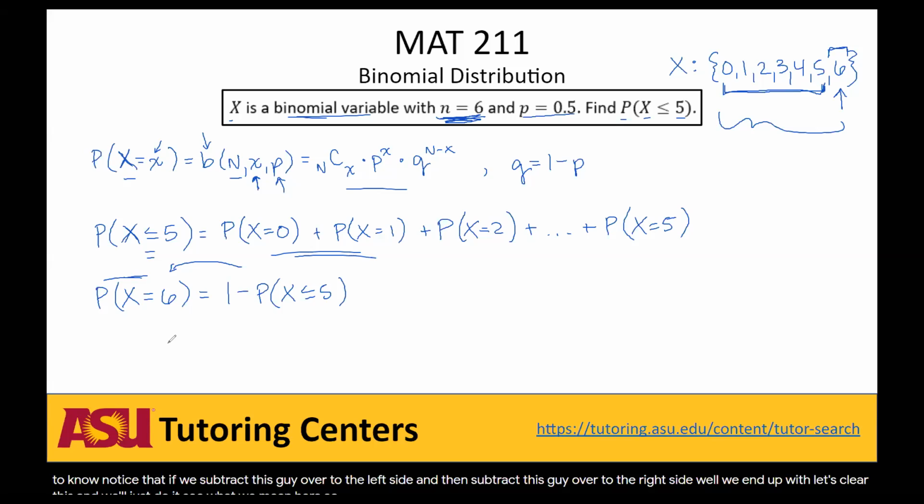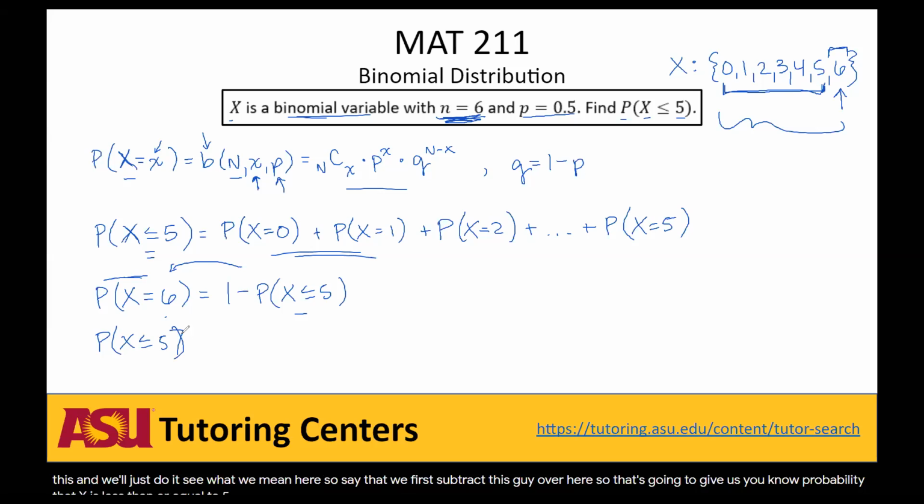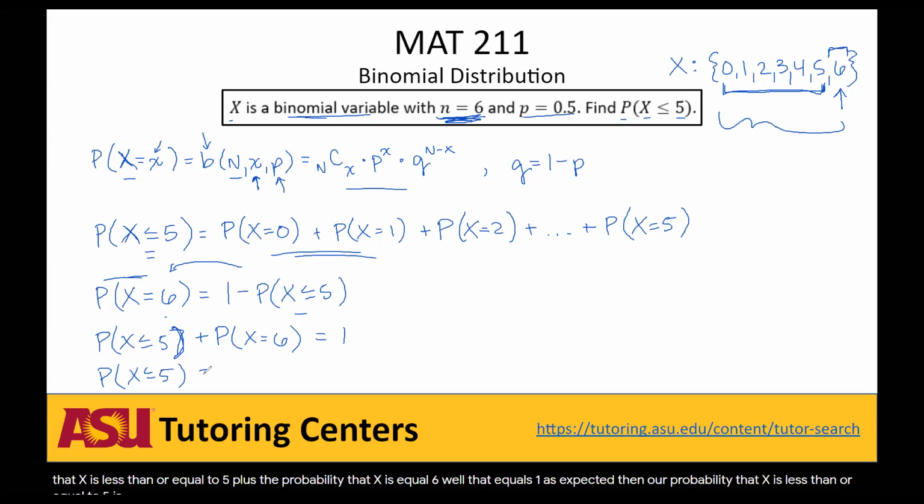So say that we first subtract this guy over here. So that's going to give us the probability that x is less than or equal to 5, plus the probability that x is equal to 6. Well, that equals 1, as expected. Then our probability that x is less than or equal to 5 is equal to 1 minus the probability that x is equal to 6. So what this tells us is that all we have to do is calculate this and subtract it from 1, which is much easier. So let's go ahead and do that.